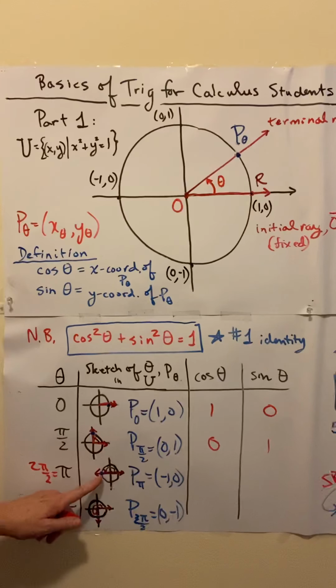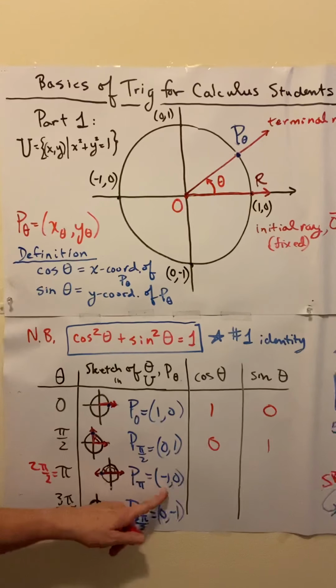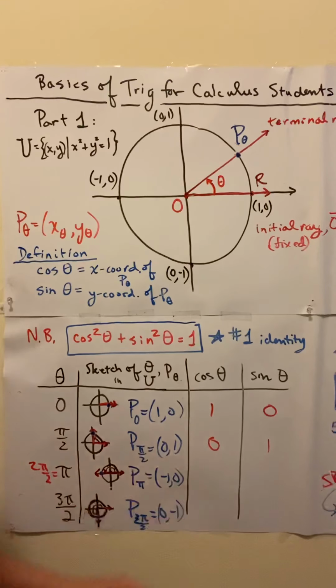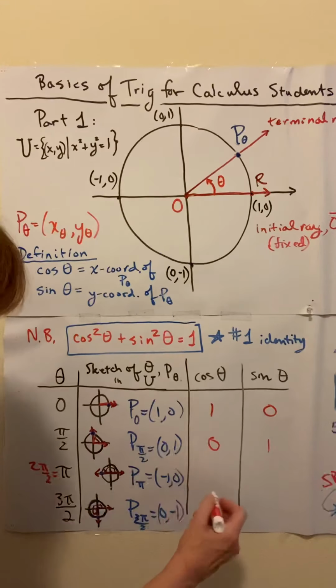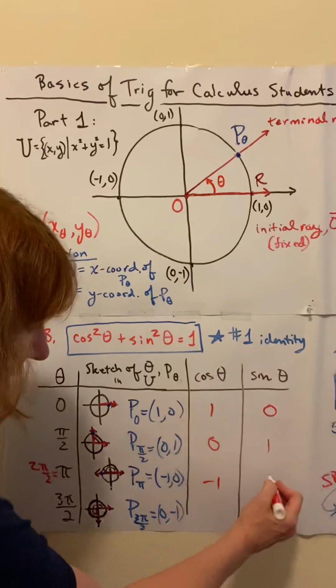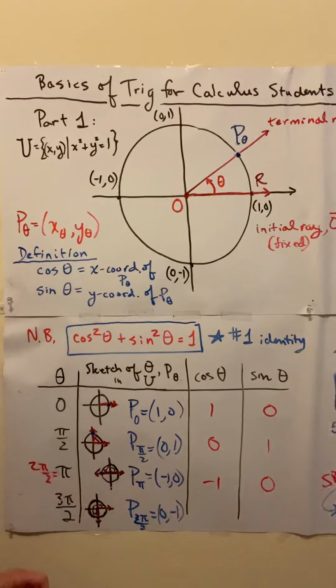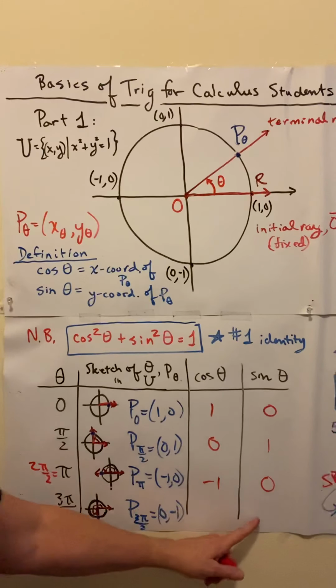2 of these pi over 2s gives you 1 pi, right? P sub pi is over there, and its coordinates are -1, 0, so therefore the cosine of pi is -1, the sine of pi is 0, and so on. 1 pi over 2, 2 pi over 2, 3 pi over 2. Get used to counting them and seeing how they're related. You fill in the blanks here.